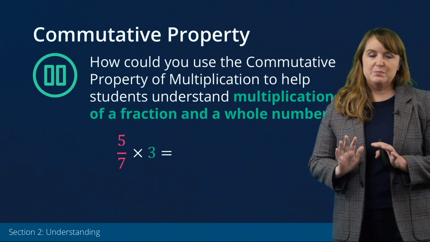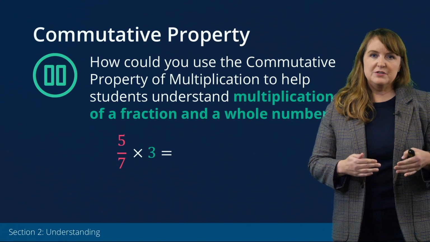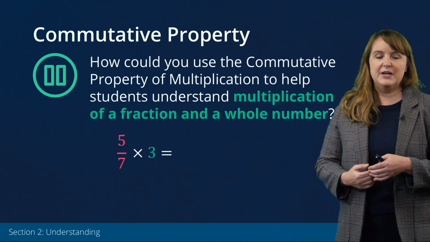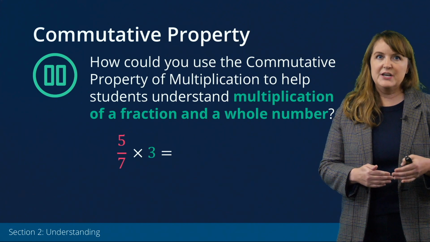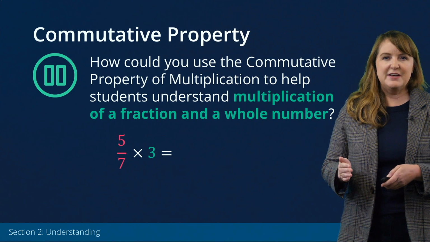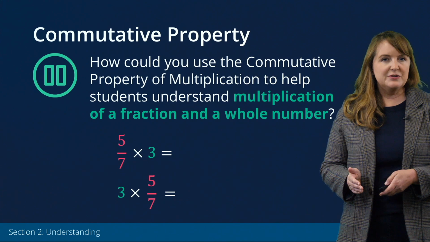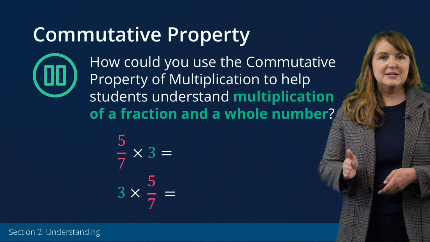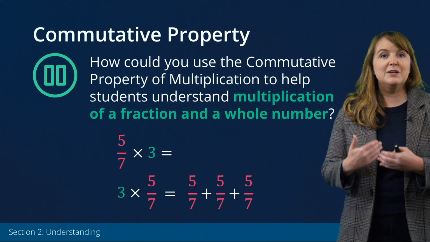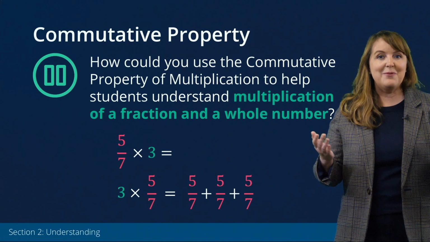Now I'd like you to push pause and think about this. How could you use the commutative property of multiplication to help students understand multiplication when we multiply a fraction times a whole number? We just worked on the problem 5/7 times 3, but would it be easier for students to think about 3 times 5/7? It's kind of up to you, but this would be a really good conversation starter about the commutative property. So how are you going to use it?